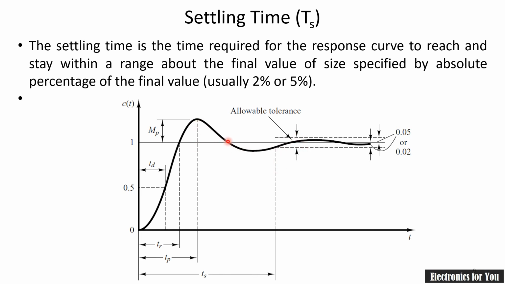Note here that we have to reach this point and also stay within this tolerable limit, because the response is near the final value at this point also, but after that it breaks the tolerance limit barrier. Therefore it must stay within the tolerance limit, and settling time is measured up to this point. Here again usually this limit is 2 or 5%. The formula for the settling time is Ts equals 4 divided by zeta into omega n. So these are the different time specifications.